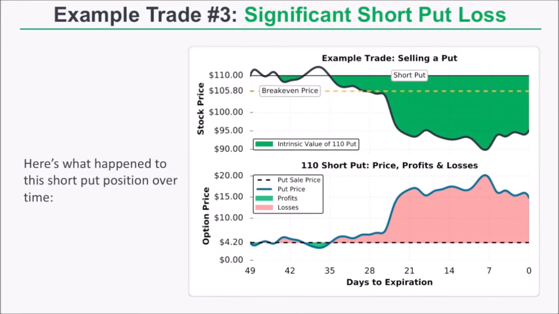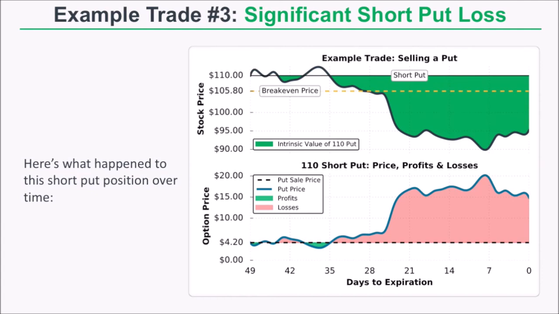Alright, so just like the last examples, we're looking at the stock price, short put strike, and break-even price on the top graph, and on the bottom graph we're looking at the price of the 110 put. So as we can see here, the stock price kind of meandered around the short put strike price for the first couple days, but then the stock price just collapsed. So when that happened, we can see that the stock price was well below the short put's break-even price of 105.80, and at the lowest point the stock price reached $90, which means that short put was worth at least $20.